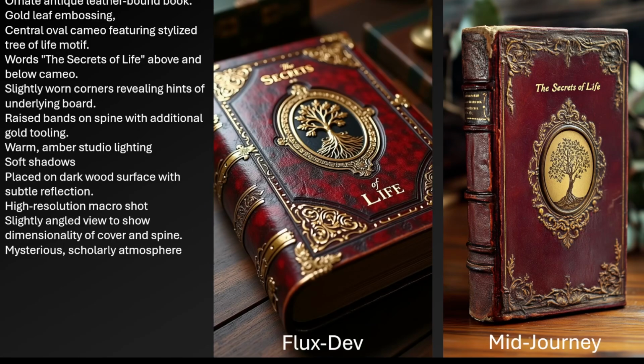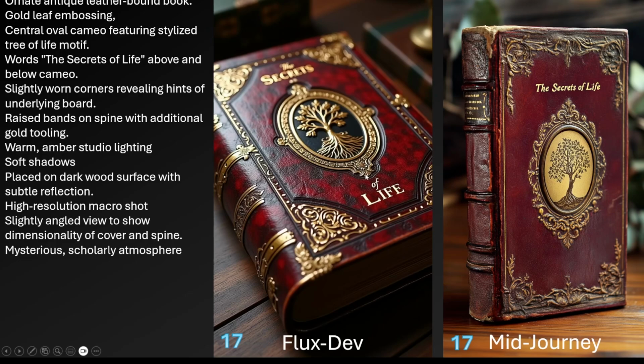The next one I really like, and the point here goes once again to both models, although once again I would argue that Flux might have nailed it with a simple reason: I asked for the text to be on the top and on the bottom. So the words "the secrets of life" above and below the cameo of this tree. But I cannot disregard the fact that the texturing of MidJourney is unbelievable. Although if you look at the Flux generation, you can see the texturing here.